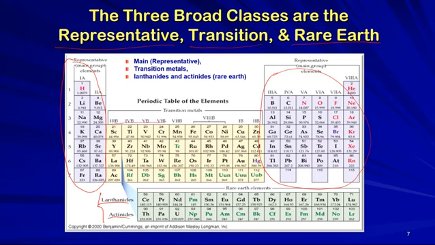And here we have the transition. These are transition elements. Here it is main, and here also it is another part of main, or the representative elements. And here we have the rare earth metals. You can see the name here.